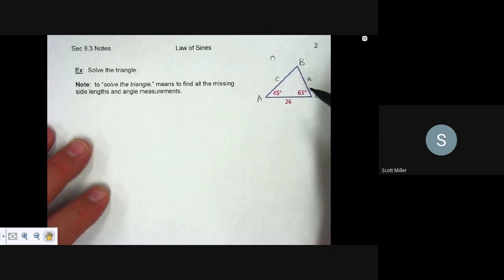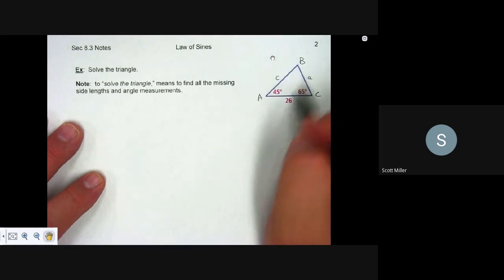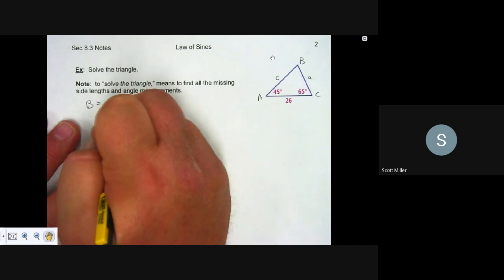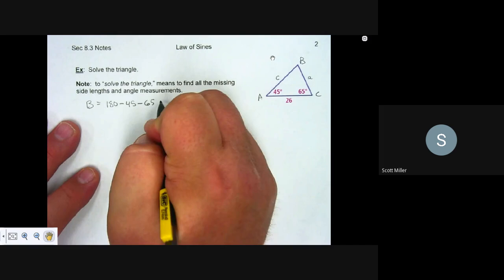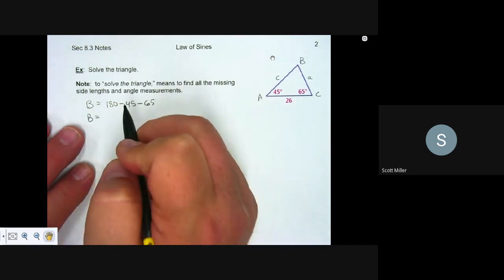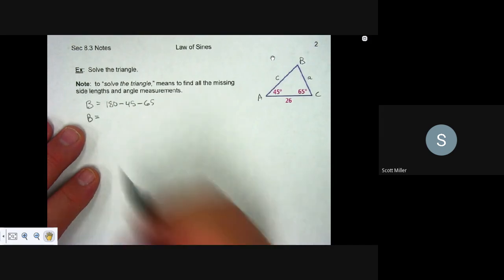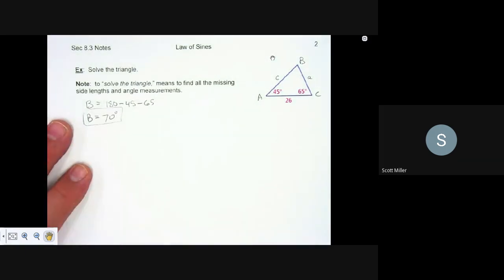To do that, we have to use the law of sines. We need a complete ratio, which I don't have yet. But I can get it because I have these two angles, so I can find angle B. The first thing I want to do is find that angle B is 180 minus the two angles that were given to me. So what is 180 minus 45 minus 65? That one you already know is 70 degrees. So B is 70 degrees, and there is one piece of our information.